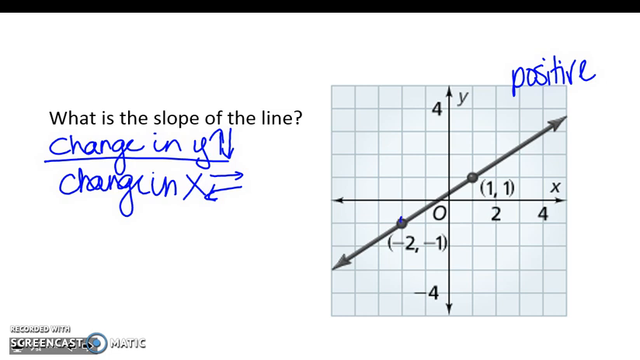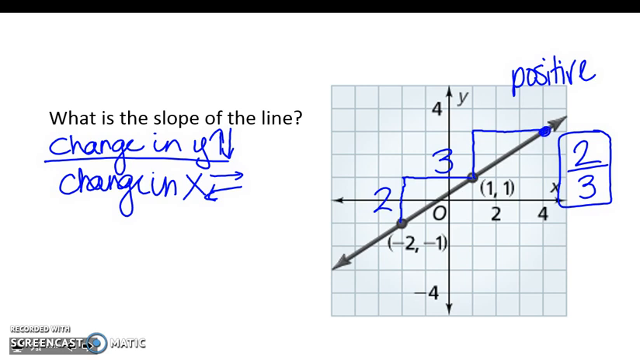Okay, so change in Y. So I'm going to go up 2, and I'm going to go to the right 3. So my slope is 2 over 3. So what slope is telling us is the steepness of our graph. If I continue that pattern up 2 and over 3, I should hit my line every time. Or I could reverse that and go down 2 and left 3 and hit the line again. And I do. So that pattern continues the entire length of that line, because that line goes on forever.